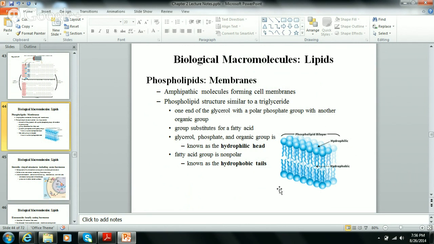So this phospholipid bilayer is perfect. It keeps the water in the cell, keeps water out of the cell, and it separates everything from the inside and the outside. It keeps the cell alive and safe.